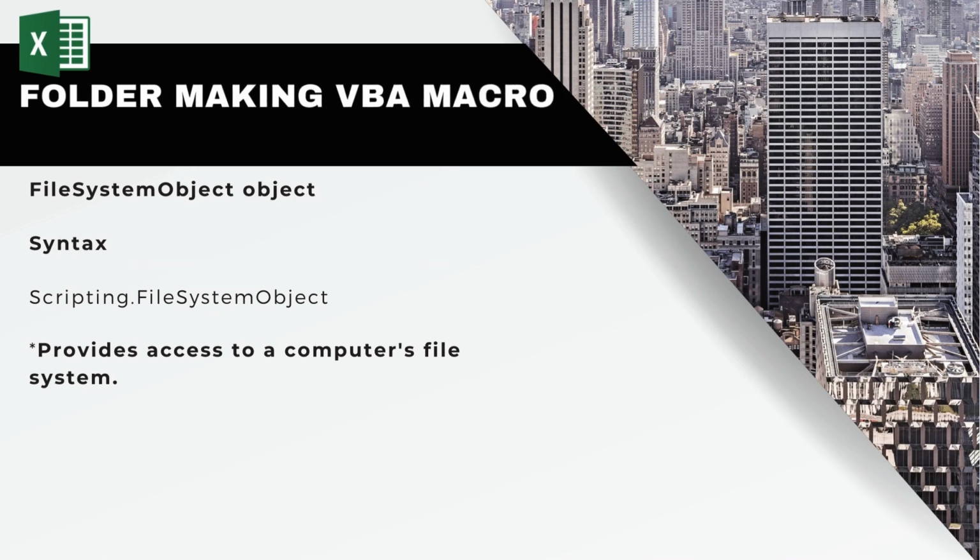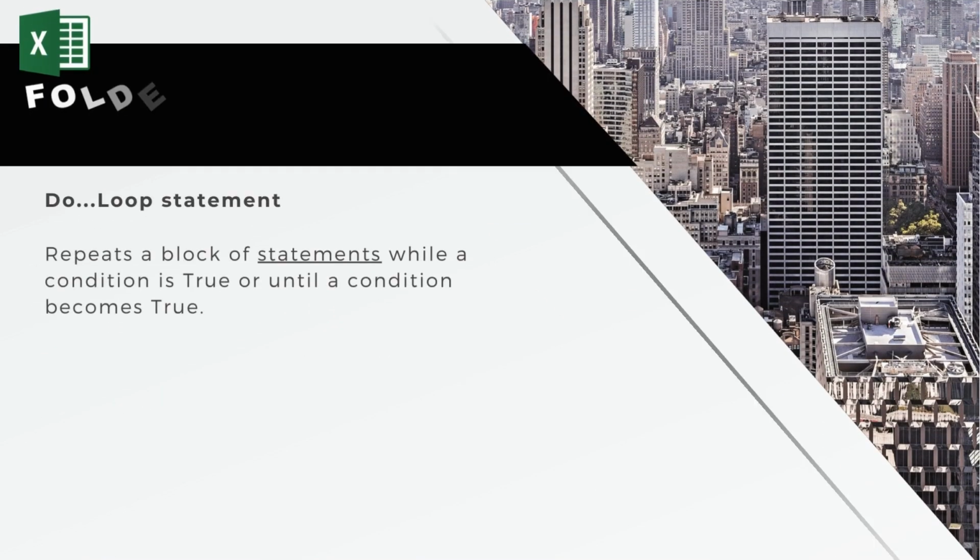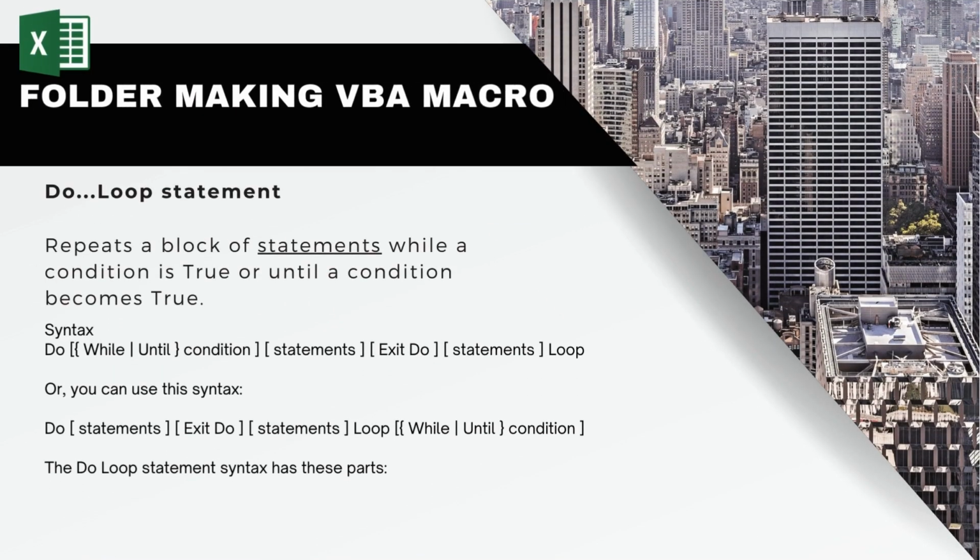All right. Then the other thing we have to look at too is the FileSystemObject. And the syntax for this is Scripting.FileSystemObject, all one word there. It provides access to the computer's file system. So the thing with Excel is if you could do it yourself, you could get Excel to do it for you, but a lot faster and many more times.